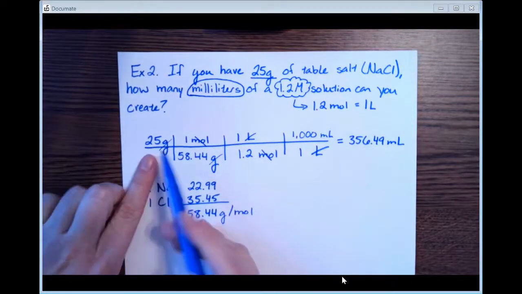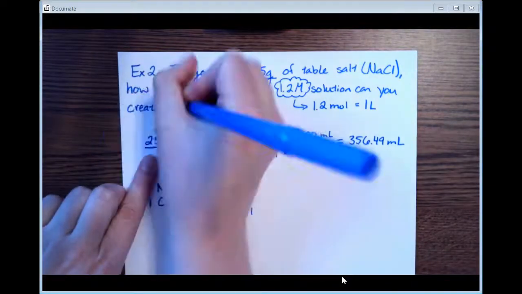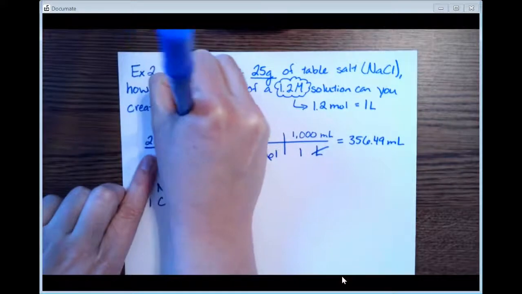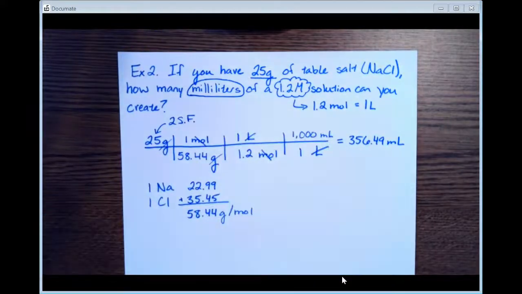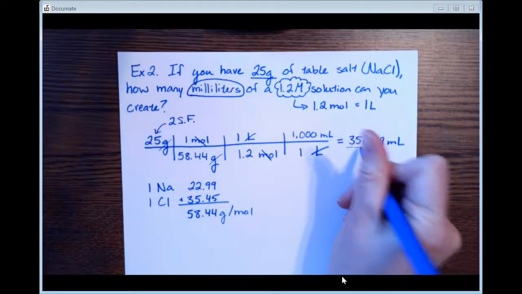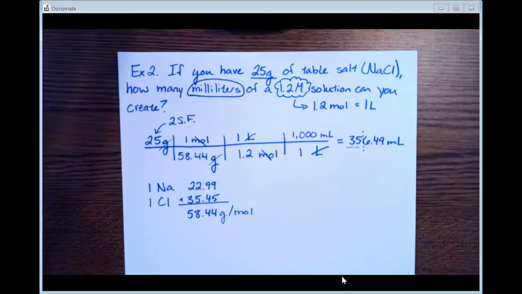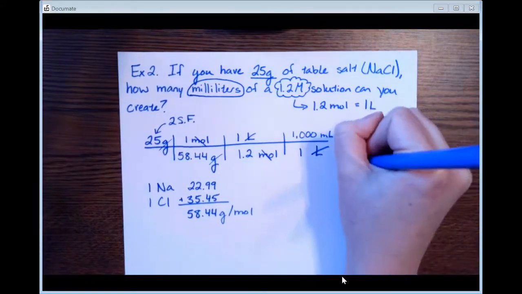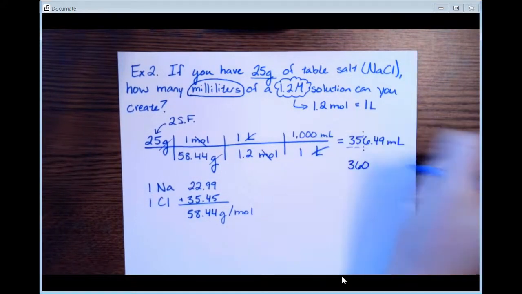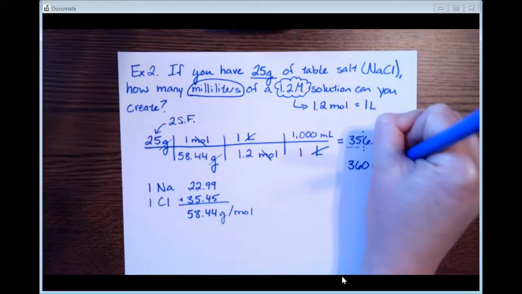So if I think back to my given, I have 2 sig figs. So I need to round my answer to 2 sig figs as well. So 3 and the 5, they count. I'm going to chop off that 6. Well, 6's round up. So 356 is going to get rounded to 360 milliliters.